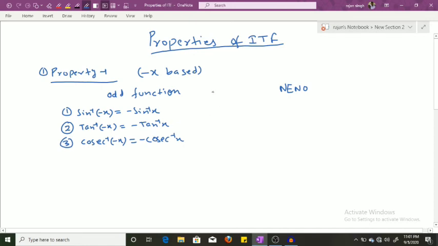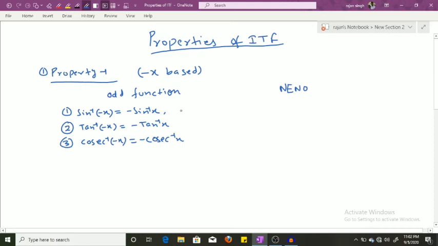Proper derivation we'll do. You can also understand that it's an odd function, that's why the negative is coming outside. But using inverse trigonometric functions and trigonometric functions, we'll do the derivation also.